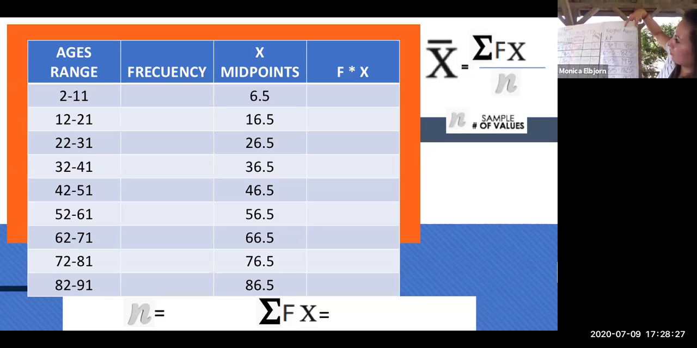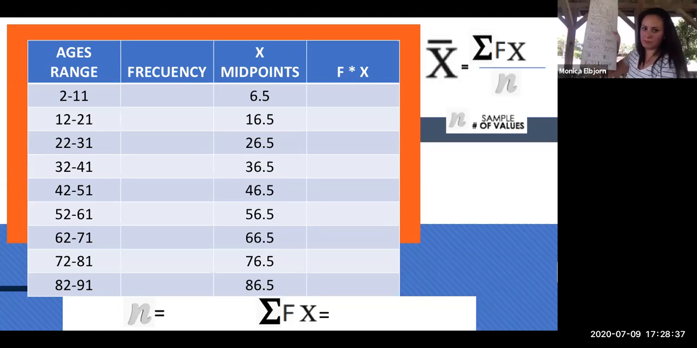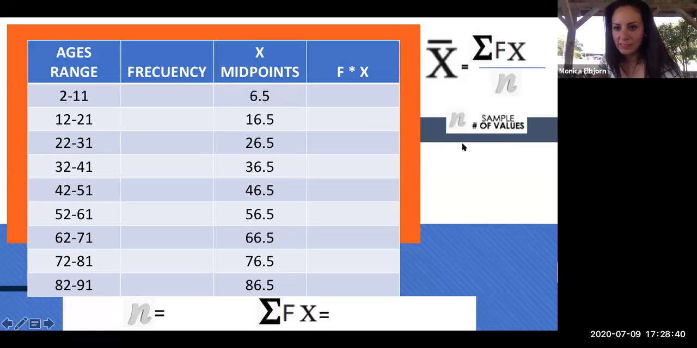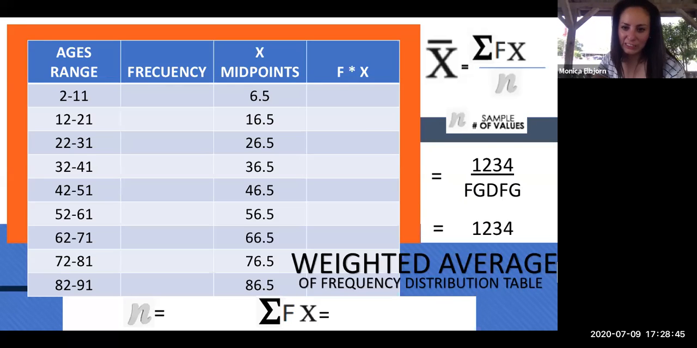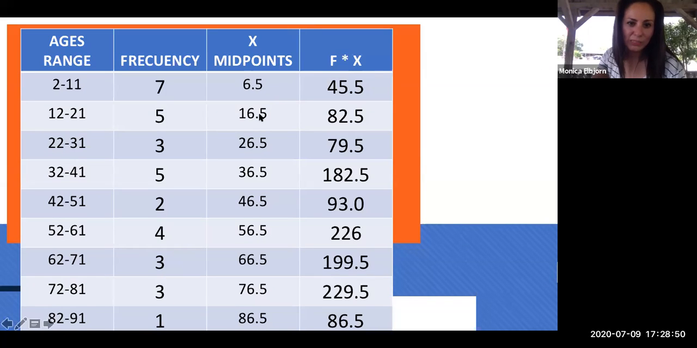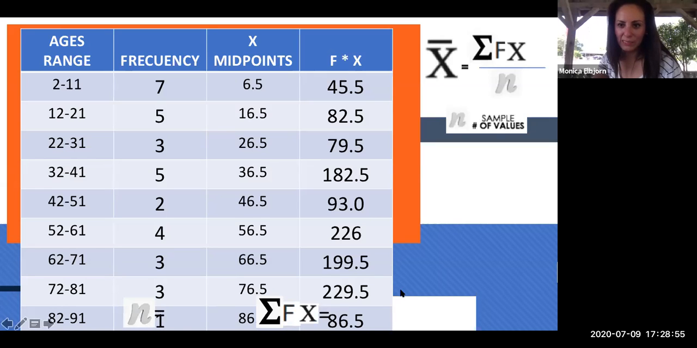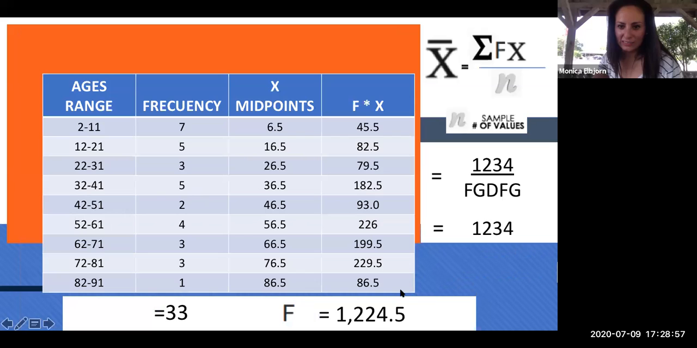Whenever we talk about average, we're talking about mean. And since we're talking about the mean of the sample, we got an x bar. So we got 37.1. So that's our weighted average for this frequency distribution table. That's what we did: we added the values divided by the N.